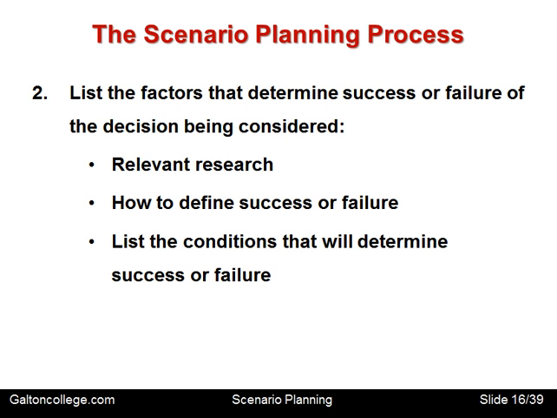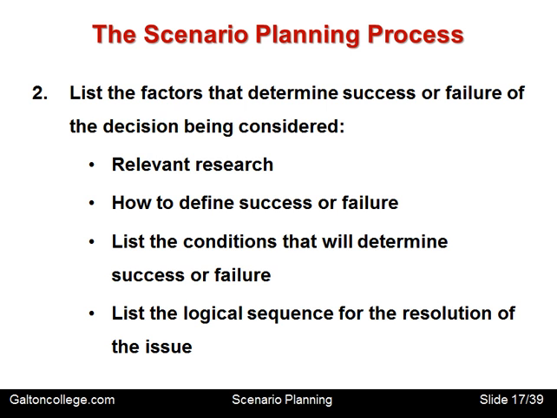And list the conditions that will determine the success or failure. What determines the success or failure, and list those out. And list the logical sequence of events for the solution or the resolution of the issue. If there is a problem, try to work through it logically. What must be dealt with first? What's next? What depends on what? Get a logical list of what's required and then implement that.